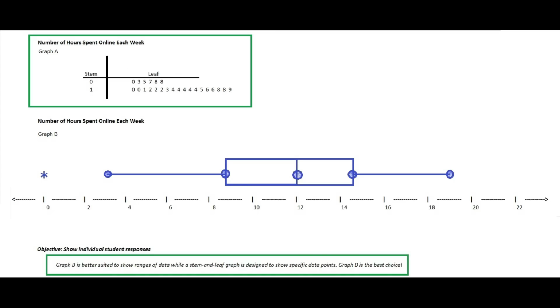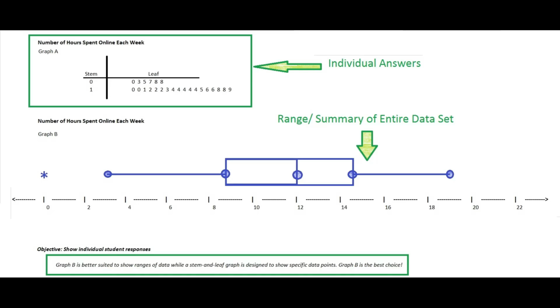Now, if you're looking for something like median, if you're looking for outliers, of course you're going to want to use graph B. But for number 22, the best answer is graph A. So again, if you want to see individual answers, you're looking at a stem and leaf plot. If you want to see a summary of your whole data set, you're going for that Box-And-Whisker.